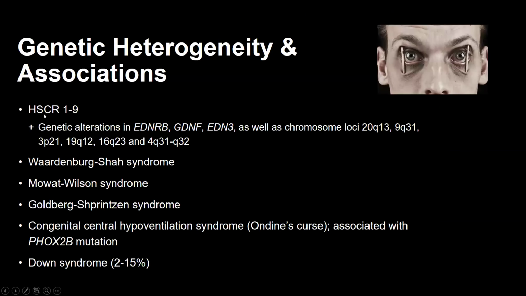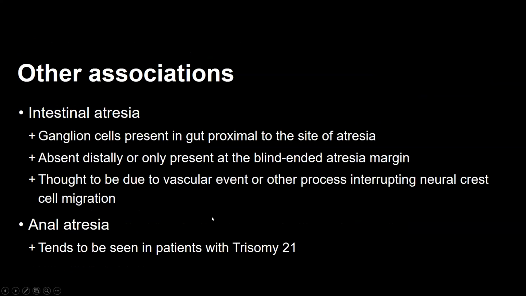So as I mentioned, there are lots of genetic alterations, and I showed you just a couple of the chromosomes. There are lots of syndromes: Waardenburg, Shaw, Movat, Wilson, Goldberg, Spritzen, and then congenital hypoventilation syndrome, which is associated with the FOX2B mutation. These patients not only have Hirschsprung disease, but they may have neuroblastoma. And then, of course, there's an association with Down syndrome in anywhere from 2 to 15% of patients. Other associations that you may see is intestinal atresia. So unfortunately, the patient may have Hirschsprung in one spot, and then they may develop intestinal atresia elsewhere.